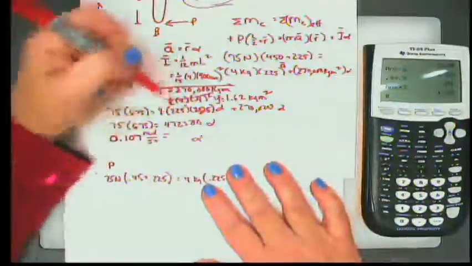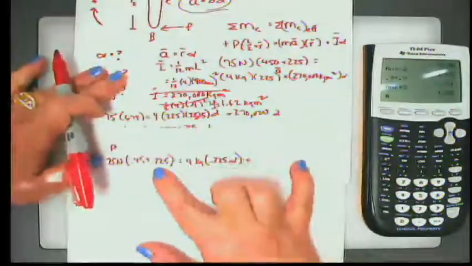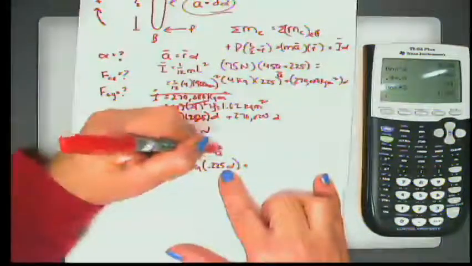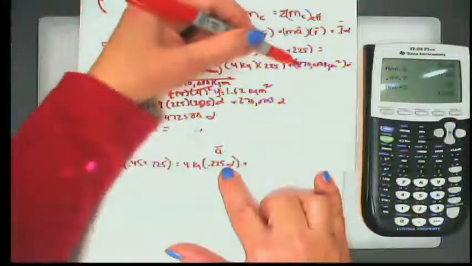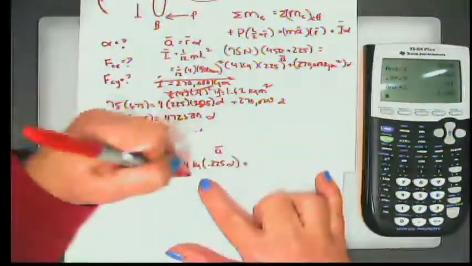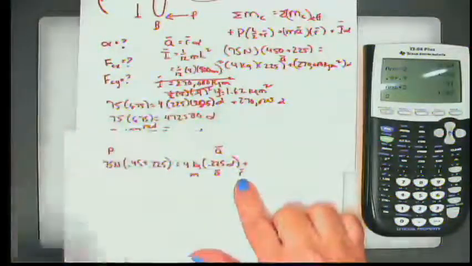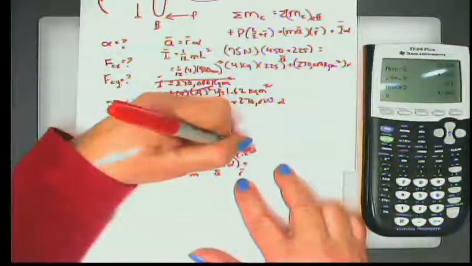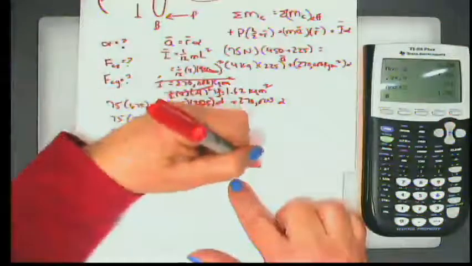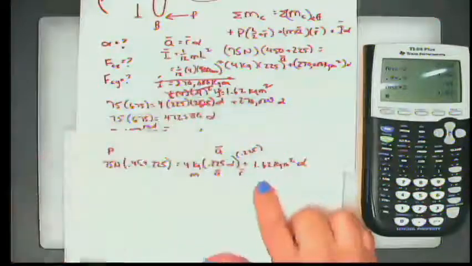All right, so I've got 75 times 0.45 plus 0.225, alpha, which is A bar, right? And then here we have, I need that R still in there because this is mass times acceleration. Then I need that R bar again because that's a moment, so I need to multiply that by 0.225 again. And then I have I bar, which is 1.62 kilogram meters squared times alpha.